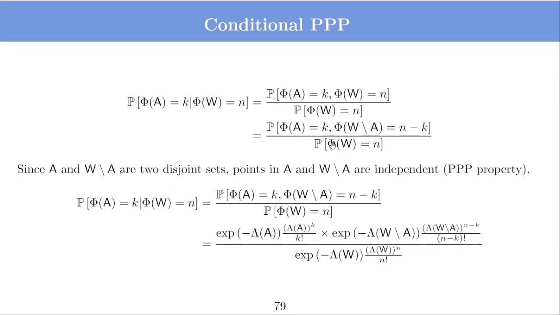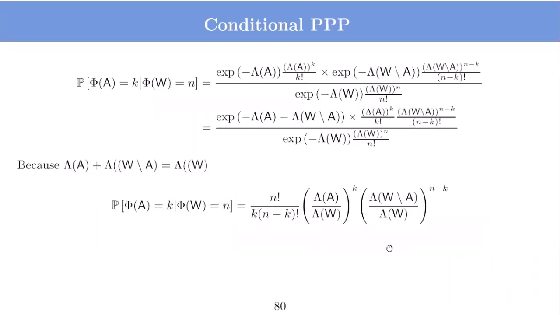And then also, this is also a Poisson distribution, so I'll have this. Let us further solve this. What I do here is collect this term together to get this one. I collect this term to here, and then I have this. And then I notice that if I add lambda A and lambda W minus A, I should get lambda W.